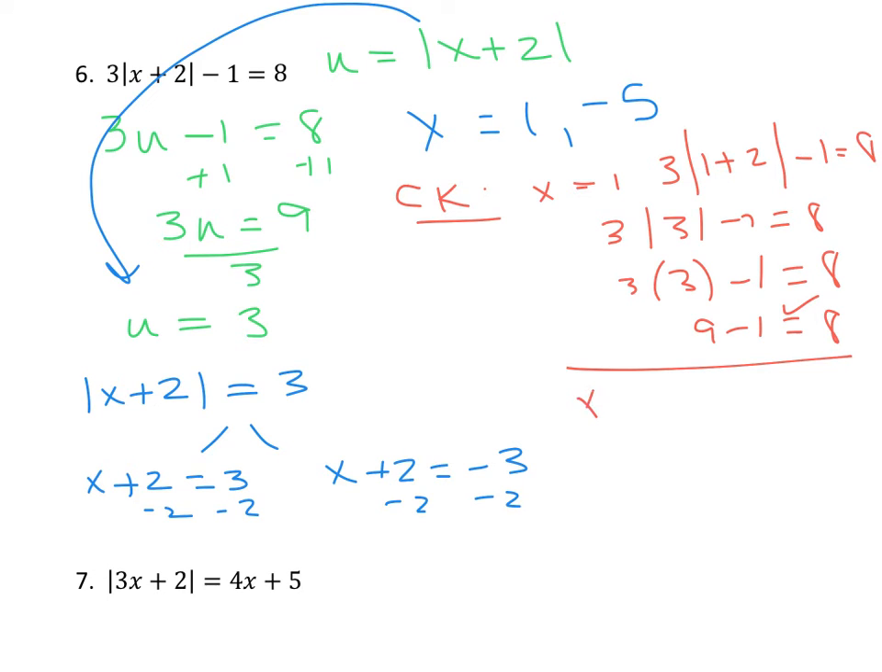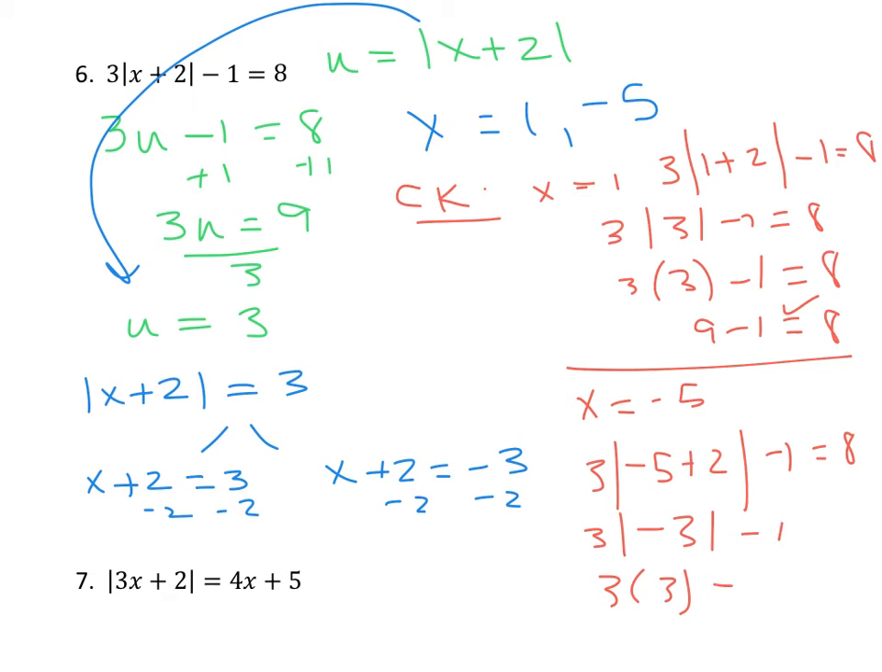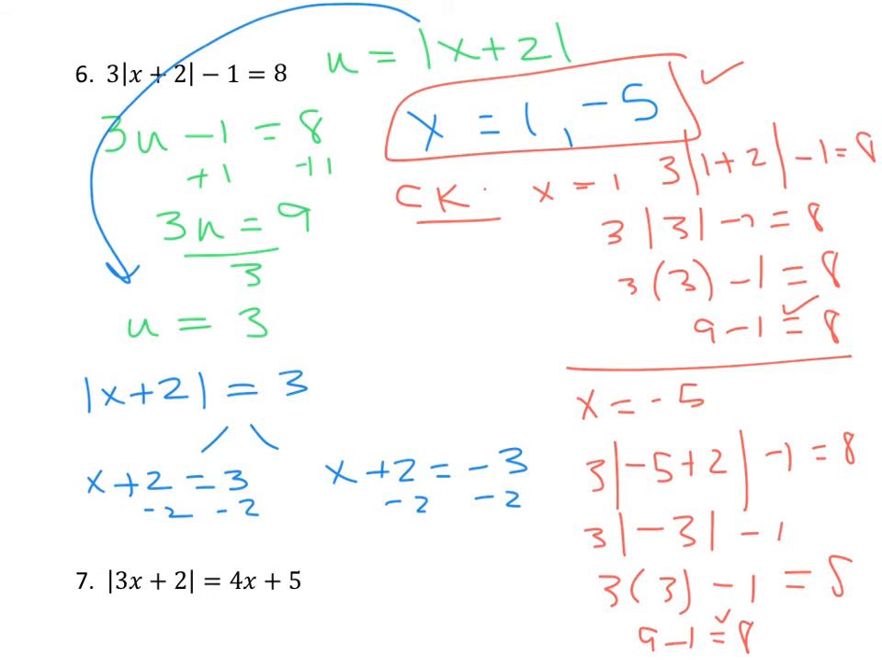Well, what about negative 5? Let's go with negative 5. We've got to check that. So you get 3 times the absolute value of negative 5 plus 2, minus 1 equals 8. So you get 3 times the absolute value of negative 3, but the absolute value of negative 3 is 3. And you subtract 1, so I'm right back to where I was, and 9 minus 1 does equal 8. So my answers are correct. Okay? Okay, let's keep going.